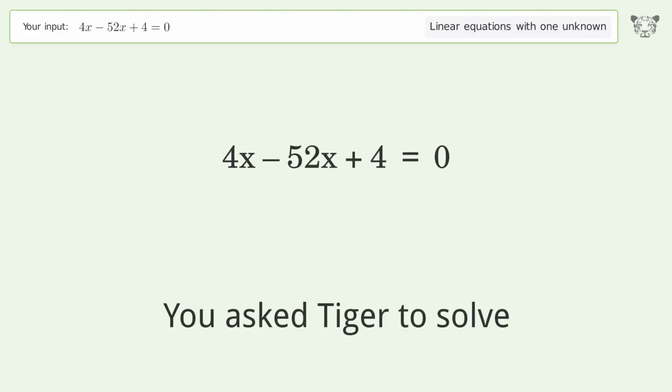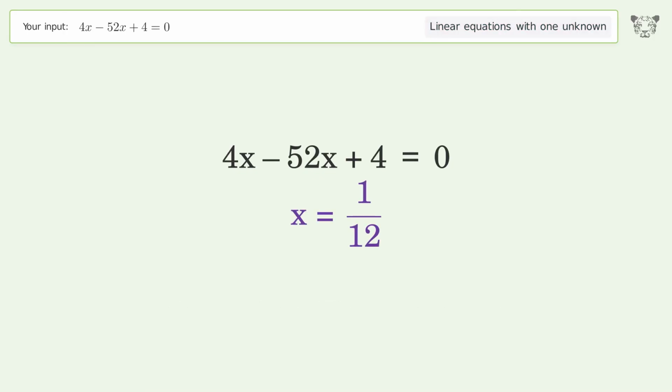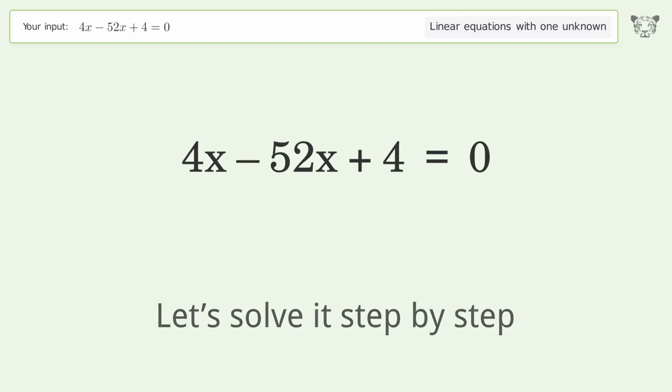You ask Tiger to solve. This deals with linear equations with one unknown. The final result is x equals 1 over 12. Let's solve it step by step.